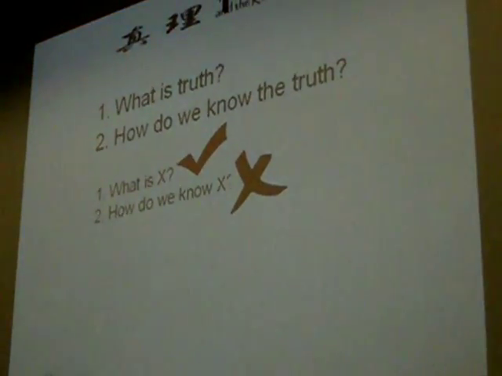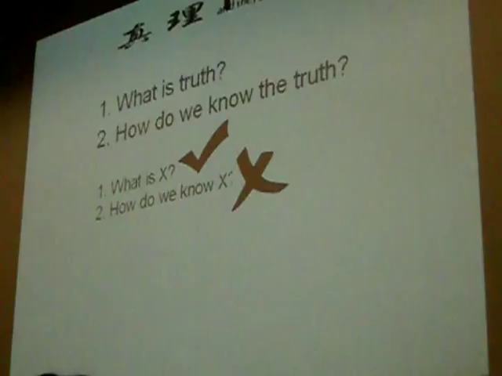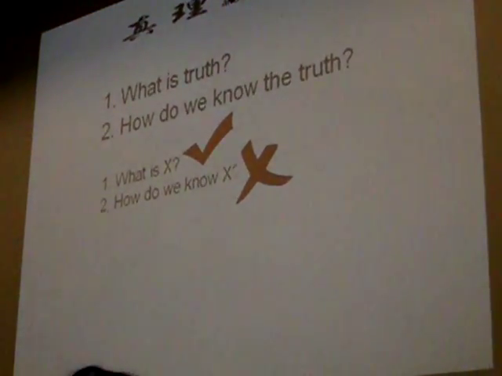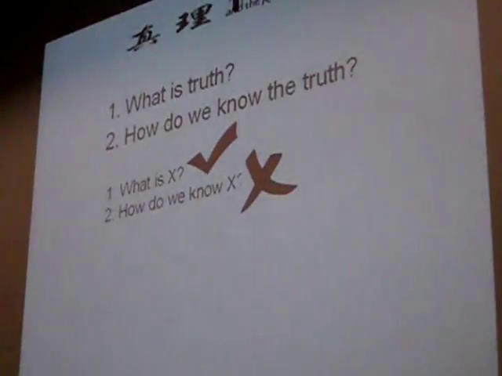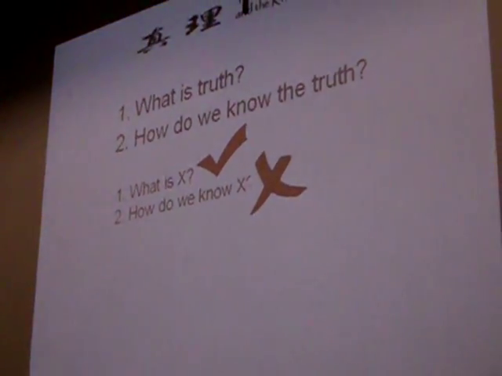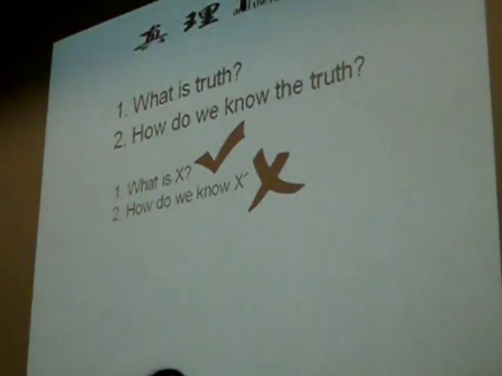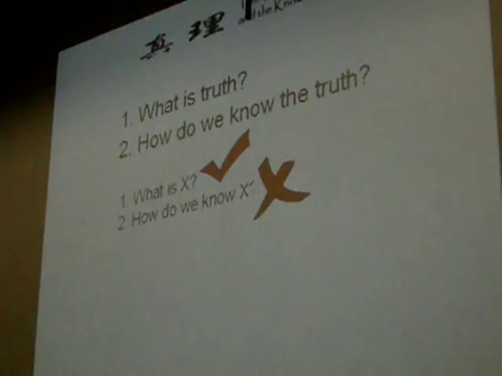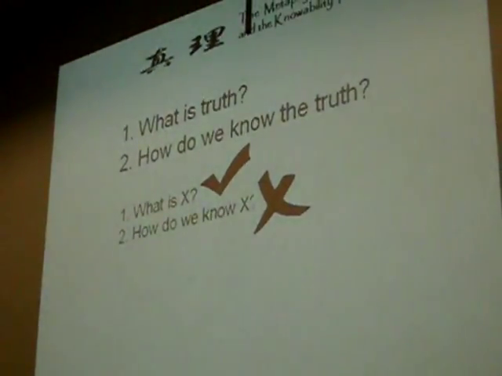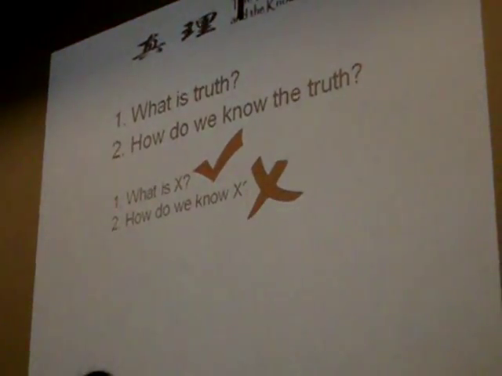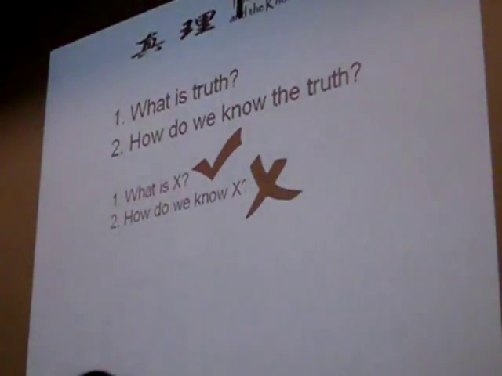Now supposing that you have an answer to number 1, should your answer to number 1 necessarily imply an answer to number 2? If you have an answer to number 1 that does not address question number 2, my claim is that there's going to be a problem. Your metaphysical theory of truth is going to be problematic.